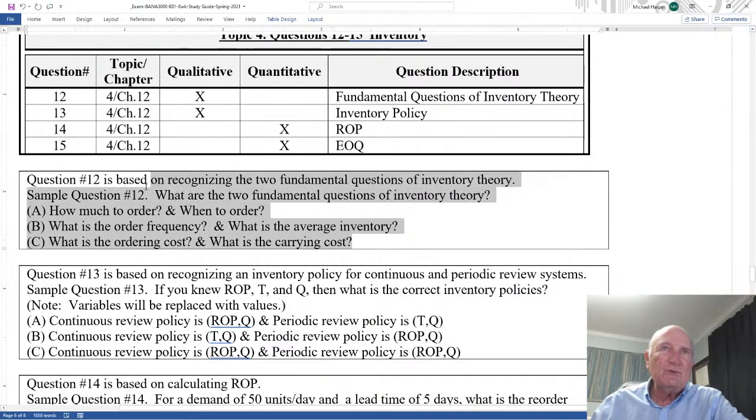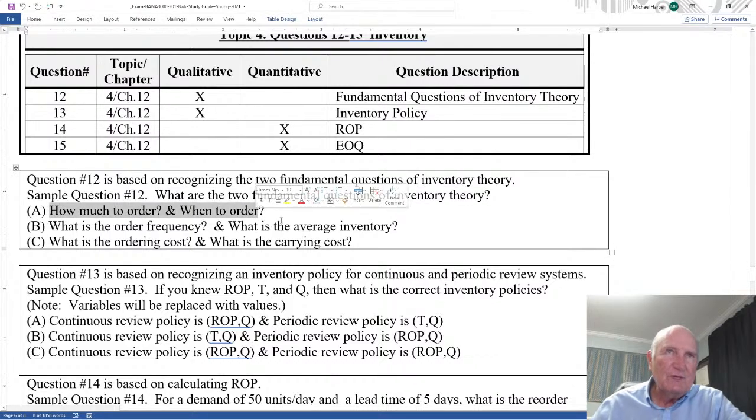And by the way, this question again is emphasizing this. So it'll be the same question, it'll be the same answers. Everyone should get this. Just find where the answer is. It probably is not A. What are the 2 fundamental questions of inventory theory? How much to order and when to order. So find those 2. That'll be the answer.